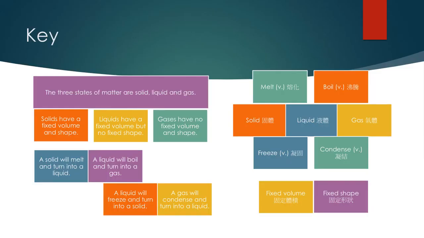So this is the key content we have covered so far. First of all, there are three states: solid, liquid, and gas. Solid has fixed volume as well as shape. Liquid has a fixed volume, but does not have a fixed shape. Gas has neither fixed shape nor fixed volume. Solid can turn into liquid if we heat it; it will melt. The liquid will boil and turn to gas if we heat it. So these two are the heating.